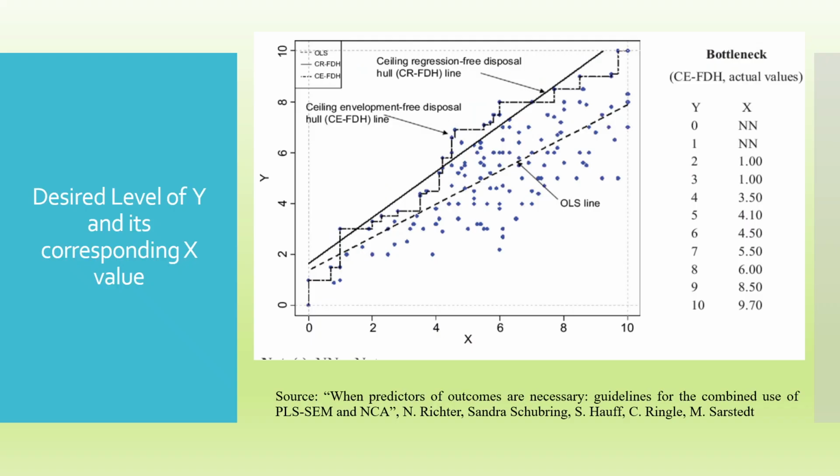Now, what is a bottleneck? Let us understand. This is the same thing which we have seen in the previous slide, and it is there in the paper written by Professor Richter, Professor Sandra, Professor Hoff, Professor Ringle, and Professor Sarstedt. If I want to achieve the minimum level of 7 for the outcome, then the minimum level of X which is to be maintained is 5.5. You can see here, it's 5.5. So that's a bottleneck.